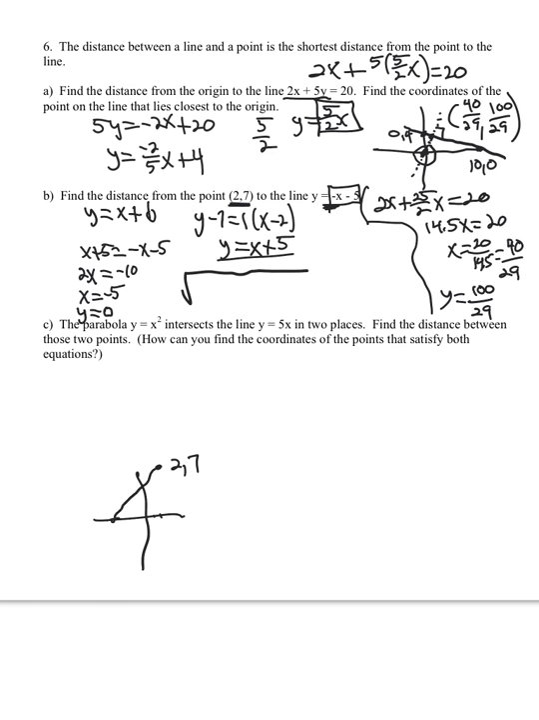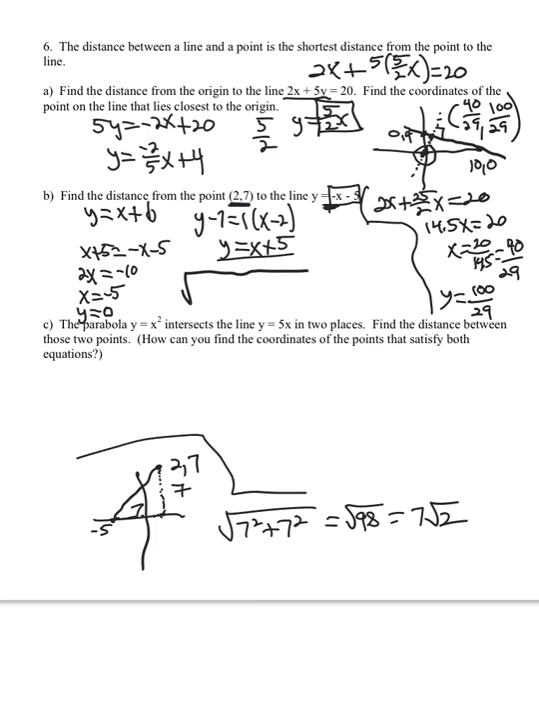We want to find that length, so basically we're going to make this into a right triangle, and we're going to figure out that the distance from y is 0 to y is 7 is going to be 7, and this distance from x is equal to negative 5 to x is equal to 2 is also a distance of 7. So basically our distance is just going to be the square root of 7 squared plus 7 squared, which is just going to be equal to the square root of 98, which is just equal to 7 times the square root of 2. Okay, so that's our distance there.